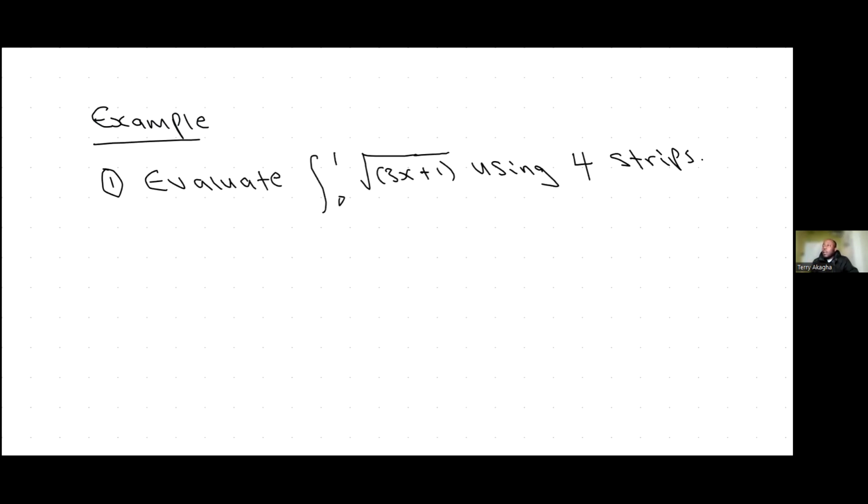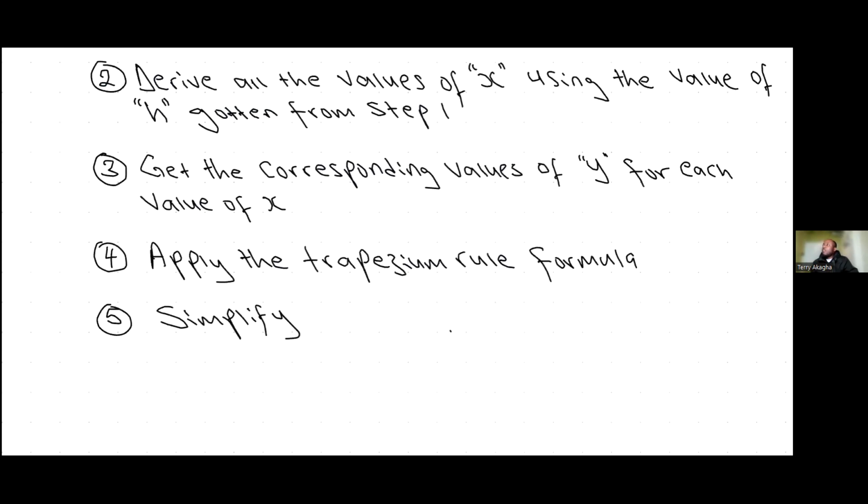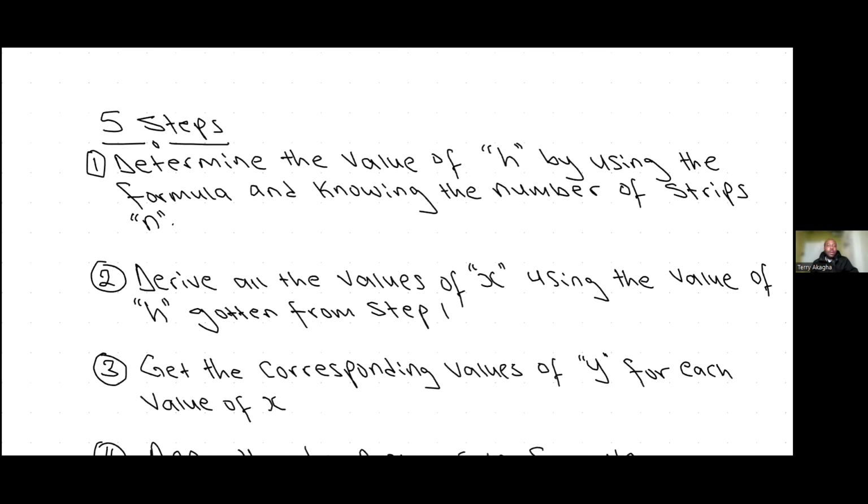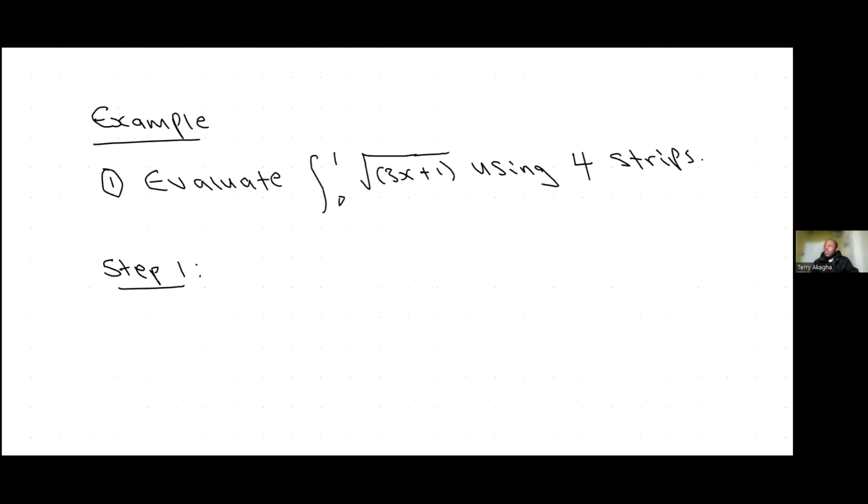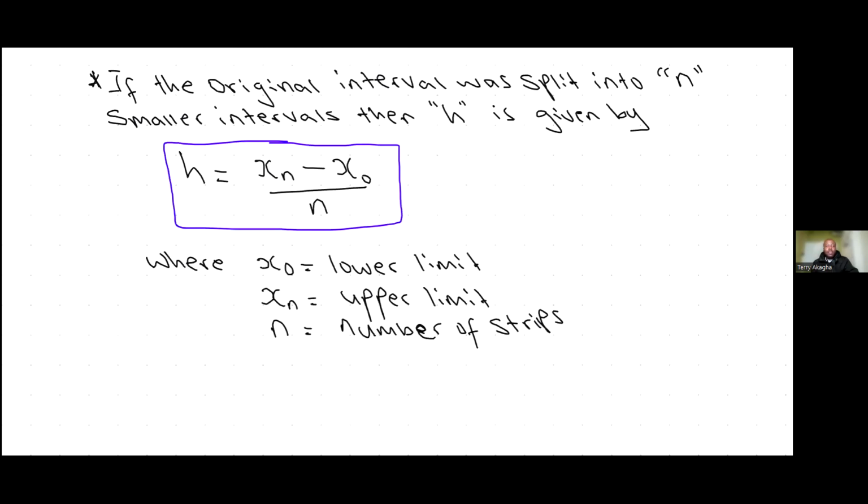So step 1. What does step 1 say? Step 1 says that we need to determine the value of h by using the formula and knowing the number of strips. So let's see what the value of h is here. We know that h is equal to xn minus xo divided by n. I think this was in the previous slide. Yes, I told you xn minus xo divided by n.